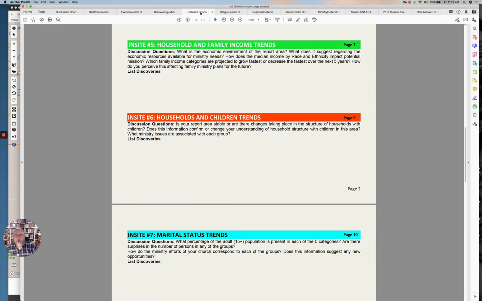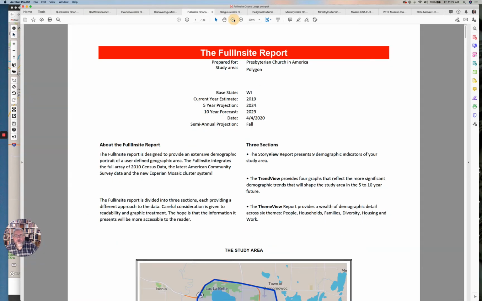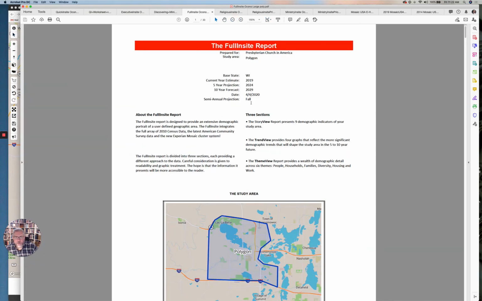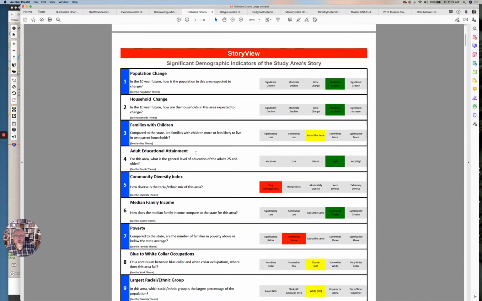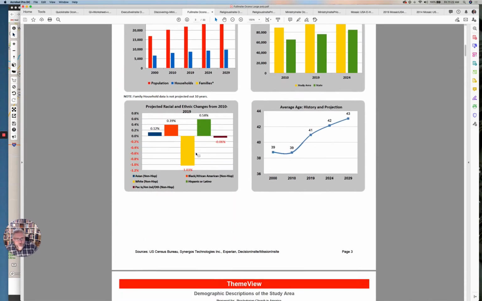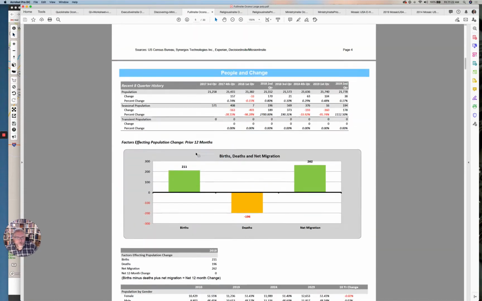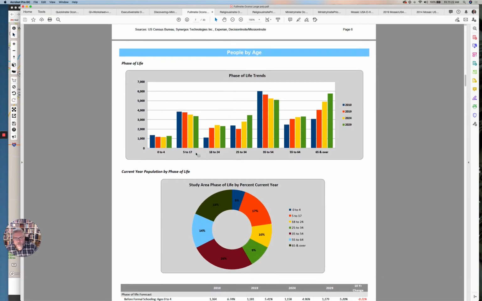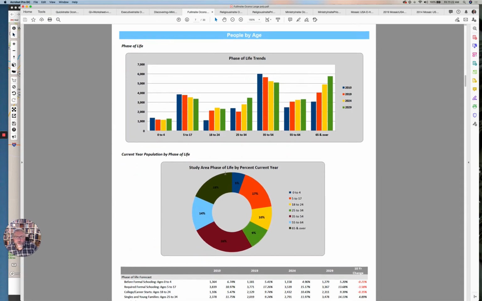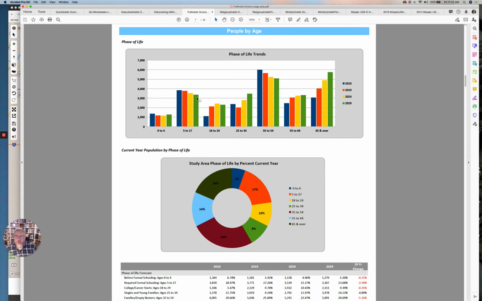The full insight report gives you, again, even more. As you can see, it's about 33 pages of information. Some of it here is going to be overlap. So you have the story view again, and the trends that we had seen before. People by age compared with the state. Breaking it down a little bit more, you were able to see, as I mentioned, a decline of school age, but growth more of the young adult. A little bit of decline here because it's going to mimic that. These are the people that are having kids that age.